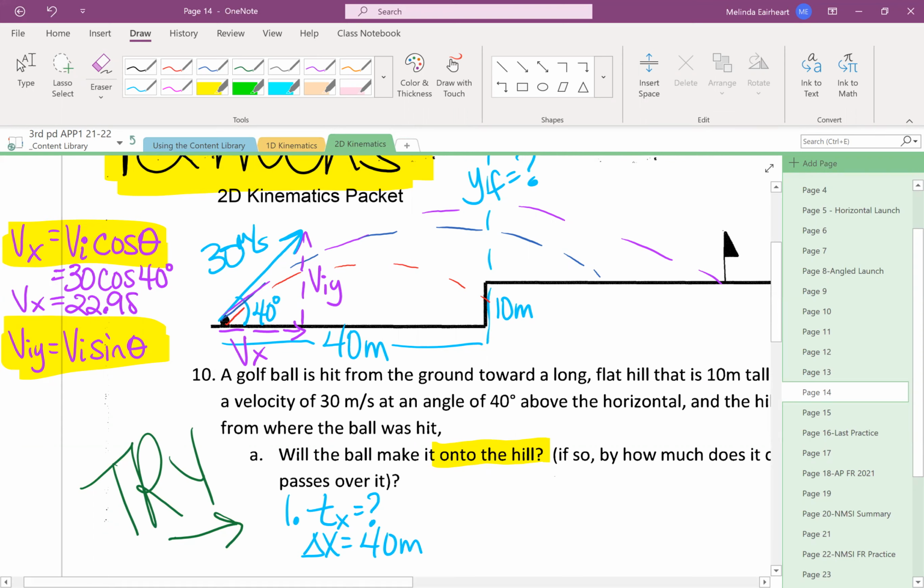22.98. Now, do we round that? Honestly, if I were working, I'd probably round it. But if you're like, no, it's not a final answer, I don't want to round yet, I'll give you that, because that's something else I say, don't round too early. So if you can stand it, 22.98. What about the vertical? 30 times sine 40. What do we get for the initial vertical velocity component?